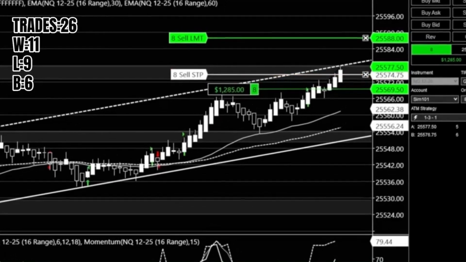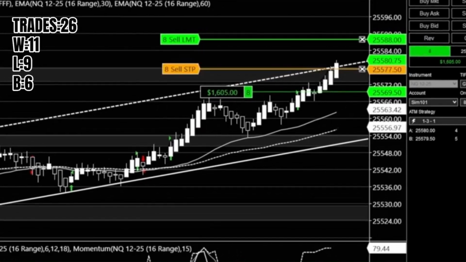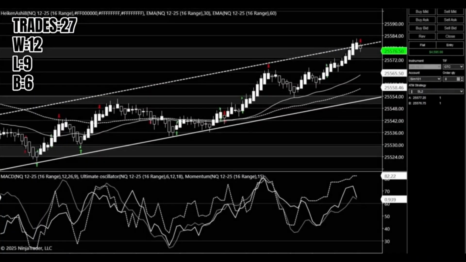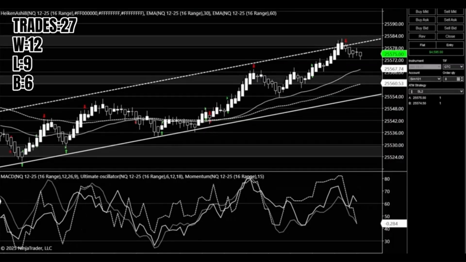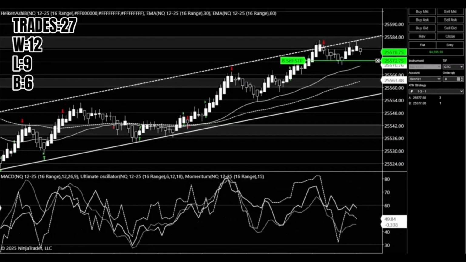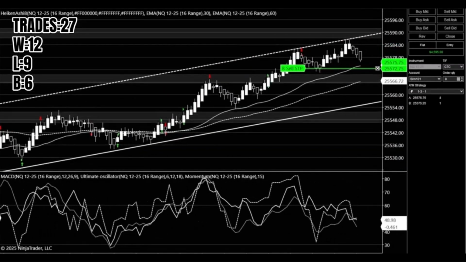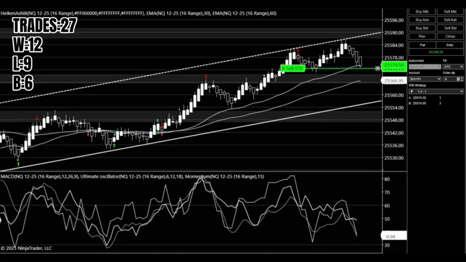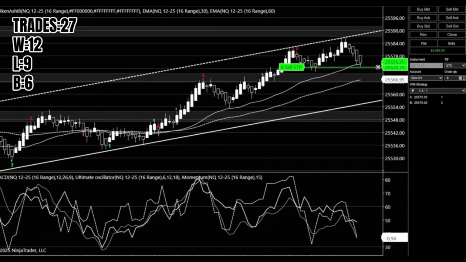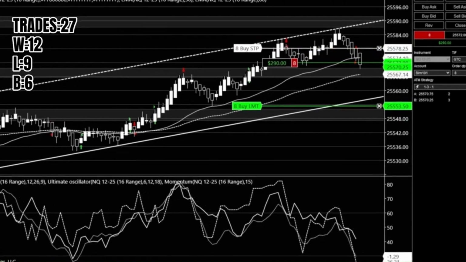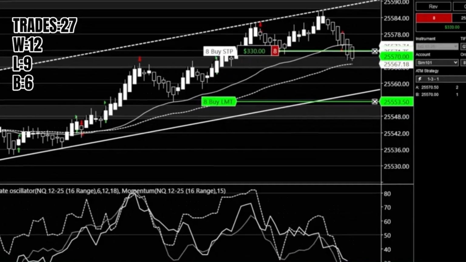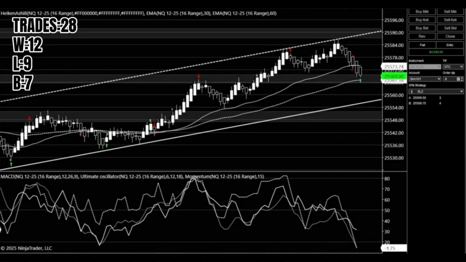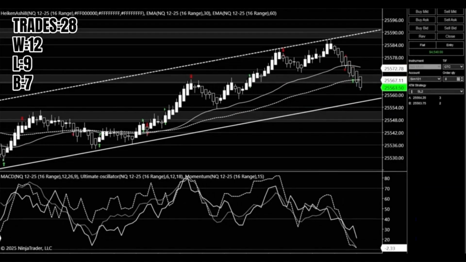I took a short on the way down at a break of support. Price breaks the level but then bounced back and stopped me at break even.